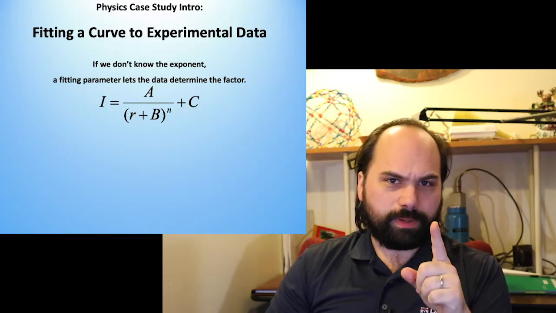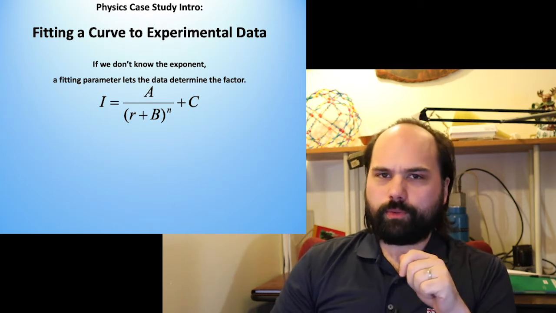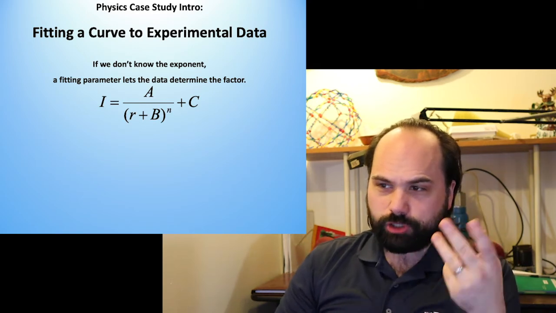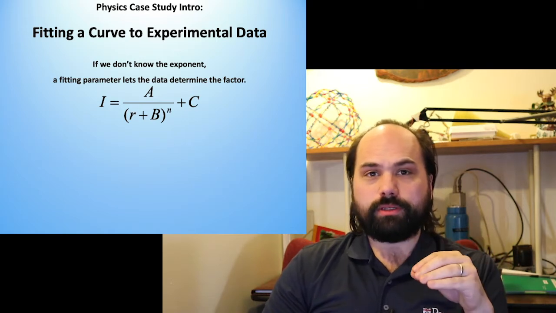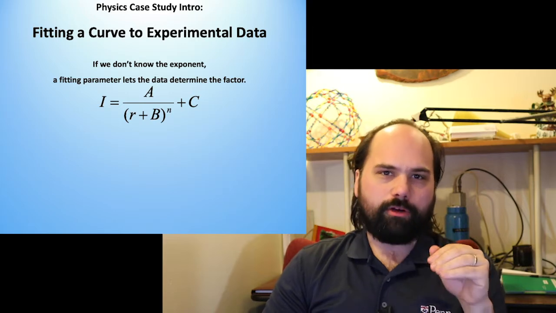That fit still made a big assumption though, that it was R squared. What if we don't know if it's squared? Can we let a fit choose an exponent? Well, if we just let a fit choose an exponent, that's going to be bad. That's going to be almost always terrible.